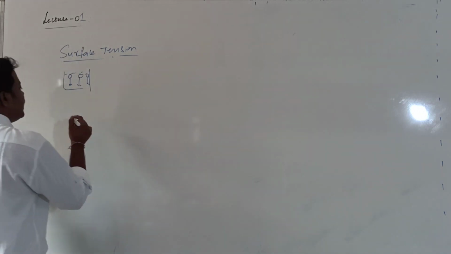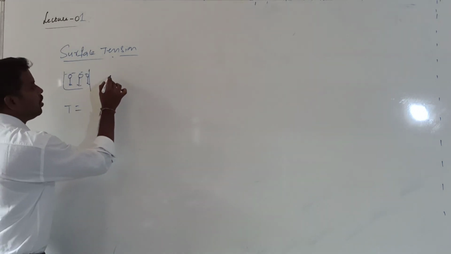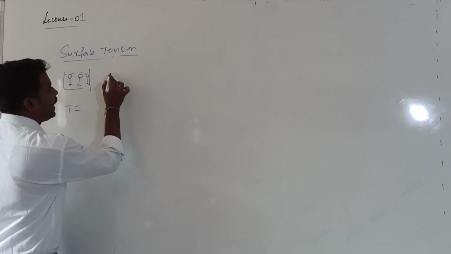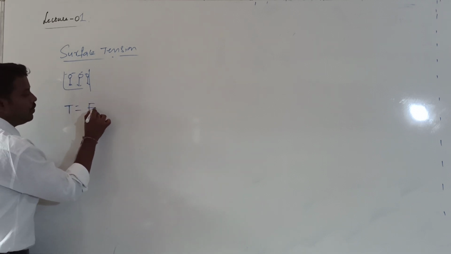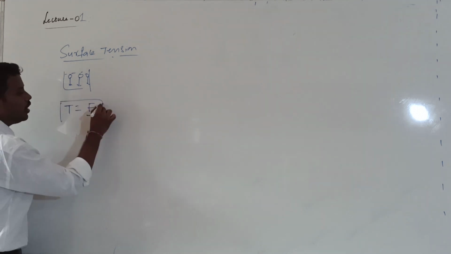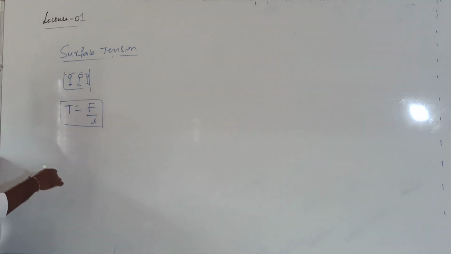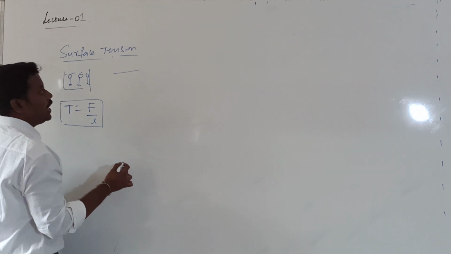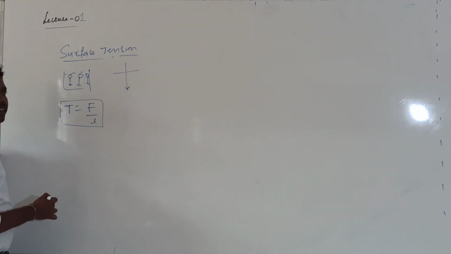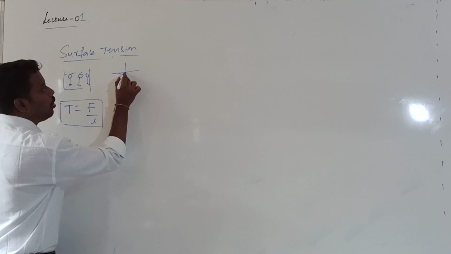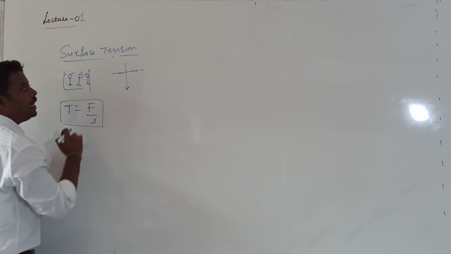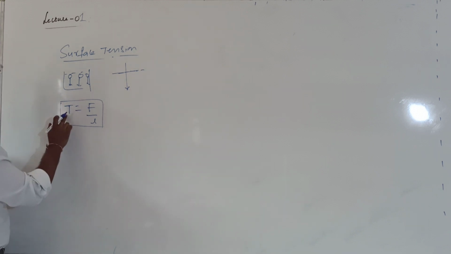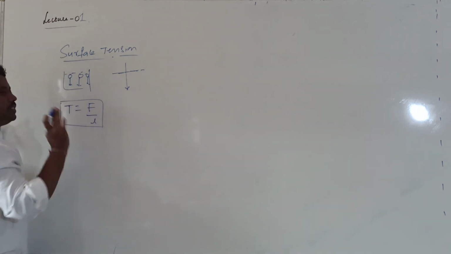So what is the definition for surface tension? Let me consider a free surface. On the free surface, if I draw any imaginary line, surface tension can be defined as the force acting per unit length on an imaginary line drawn on the free surface of the liquid. This is the imaginary line drawn on the free surface of the liquid. How much force is acting on this imaginary line per unit length? That force acting per unit length is defined as the surface tension.